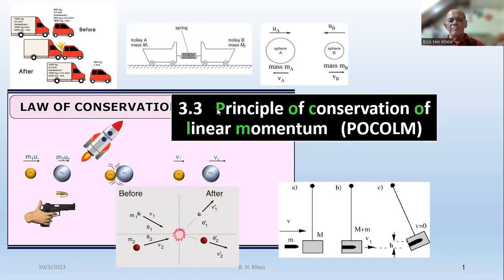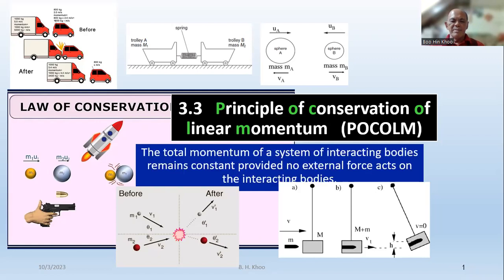My short form: P for principle, O for of, C for conservation, O for of, L for linear, M for momentum. Right, so this basically summarizes for you what conservation of linear momentum is. What are some of the things you'll be covering? Basically, this is what the principle of conservation of linear momentum is about. Total momentum of a system of interacting bodies remains constant provided no external force acts on the interacting bodies.